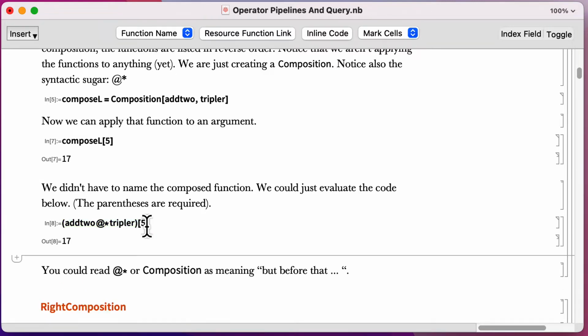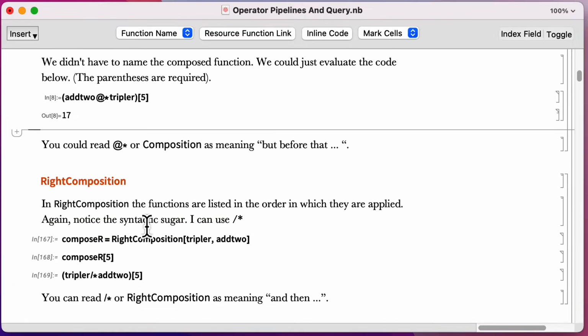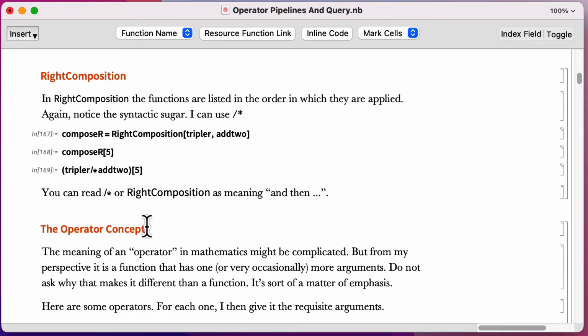All right. Now, having shown you composition, I'm probably not going to use it much again. But I think it's important that you see it. Many people think of composition this way. Instead, I want to show you something called right composition. And in right composition, the arguments to right composition are listed in the order in which the function is performed. So first you do tripler and then you do add 2.